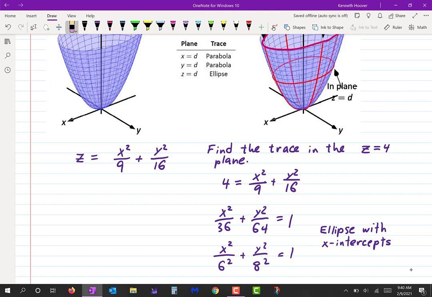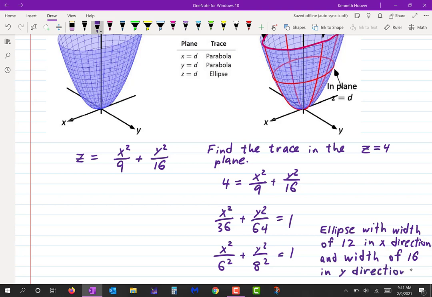Let me change that word. Instead of saying x-intercepts, why don't we say width of 6, plus or minus 6, which means 12, okay? 6 in either direction, so a width of 12 in the x direction. And a width of 8 in either direction, so 16 in the y direction.